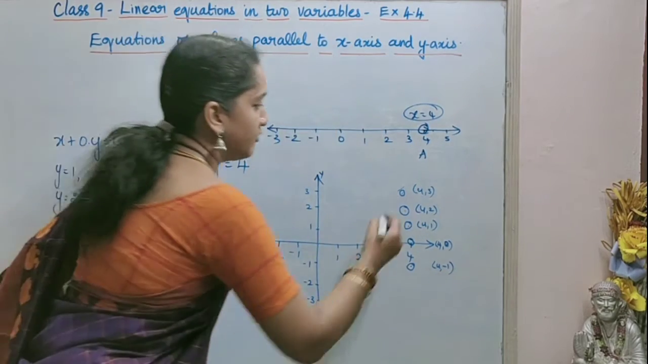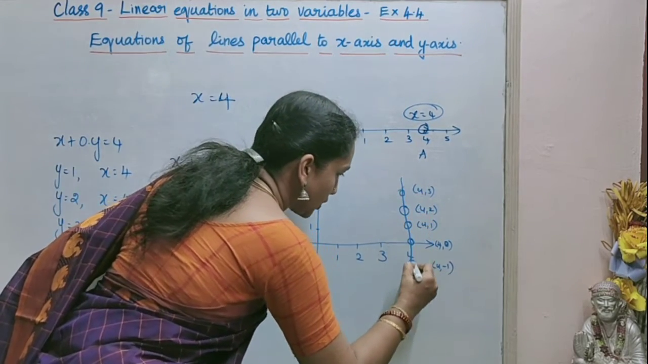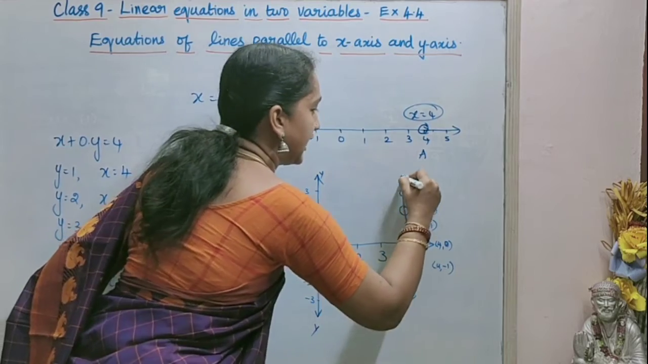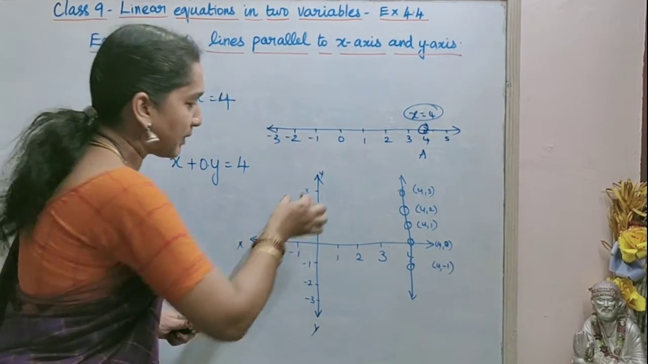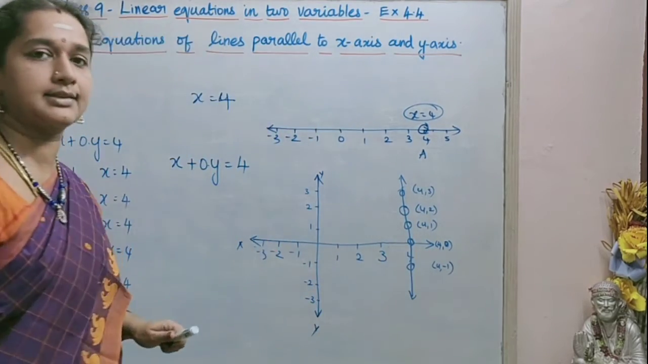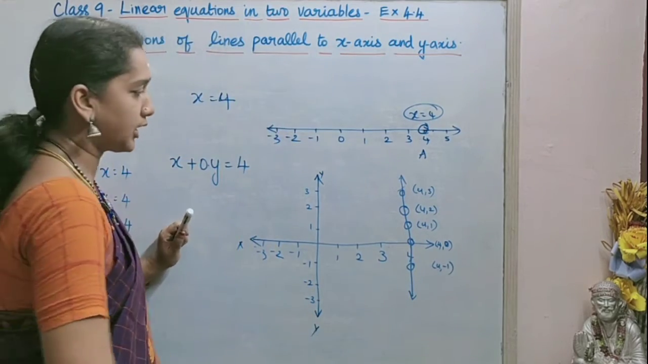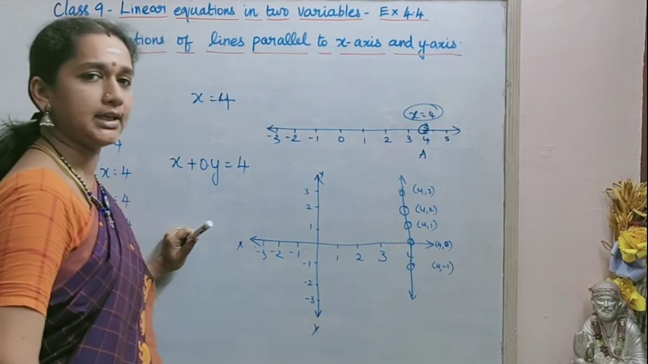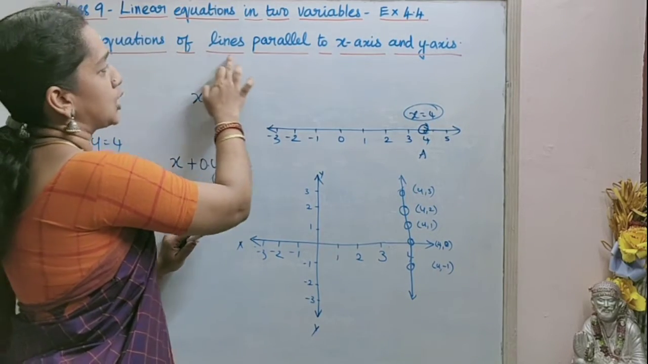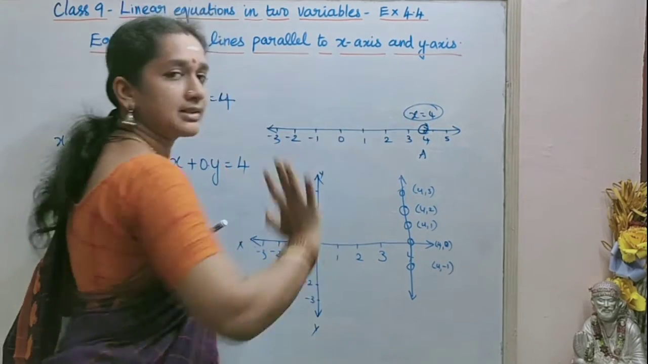So, when we join these points, what will I get? I will get a line that is parallel to the y-axis. Okay, so this is how you will get a graph. Equations of lines parallel to the x-axis and y-axis.